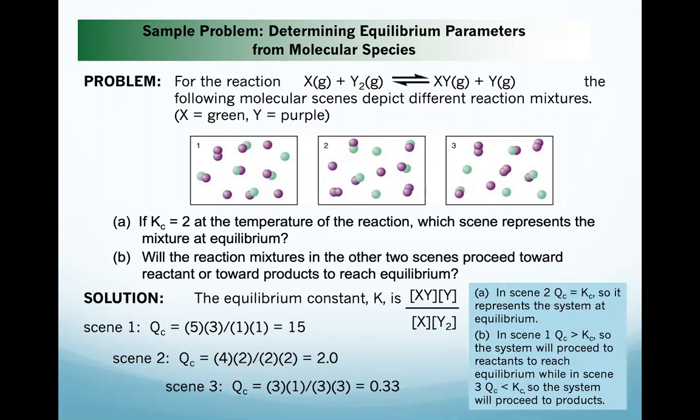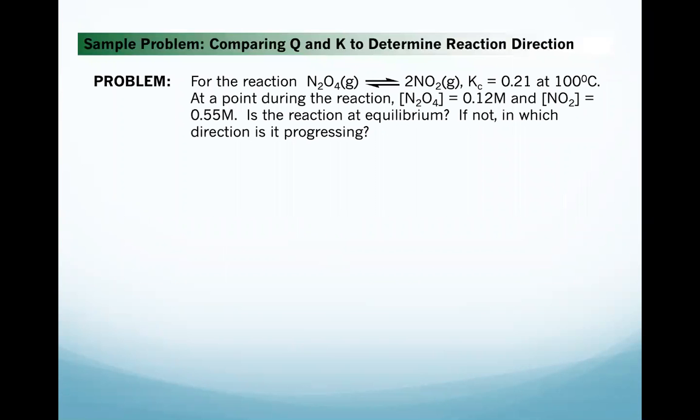Got it. Yeah, cool. If we had some values, so for this particular reaction, we know the Kc to be 0.21 at 100 degrees Celsius. At a point during the reaction, N2O4 equals 0.12, and NO2 is 0.55. Is the reaction at equilibrium? If not, find out the direction.